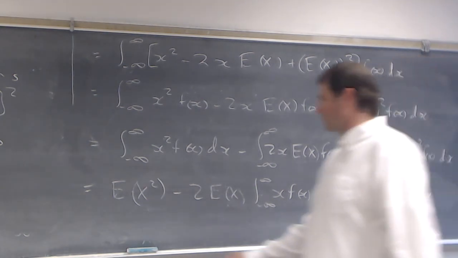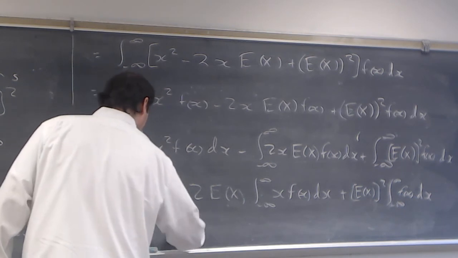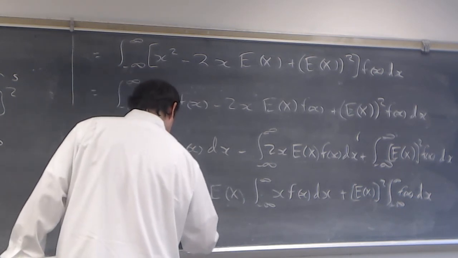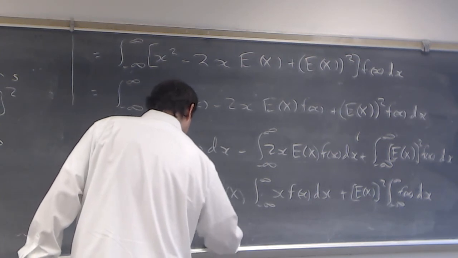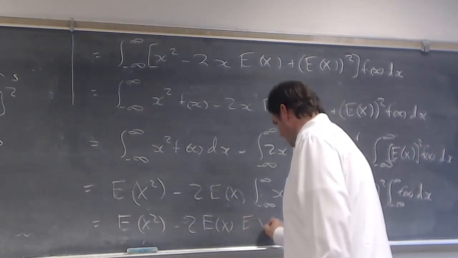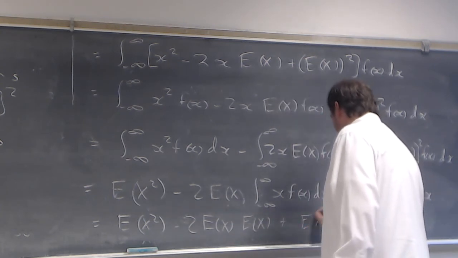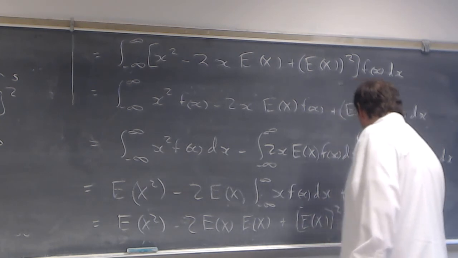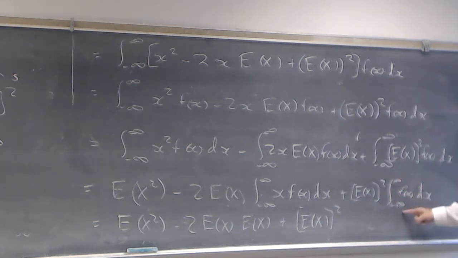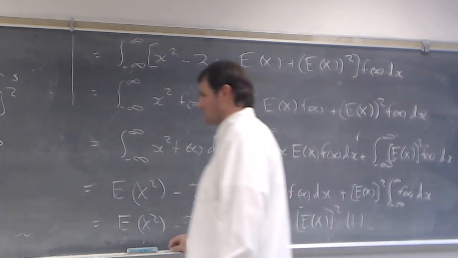And so here, this is equal to the expected value of x squared, we're not messing with it, minus 2 times the expected value of x. And what this integral is, it's nothing more than the expected value of x. Plus, this is the expected value of x to be squared, but here we're multiplying it by the integral from minus infinity to infinity of f of x dx, and one of the properties we have is that that integral is equal to 1. That's one of the properties of a probability density function.